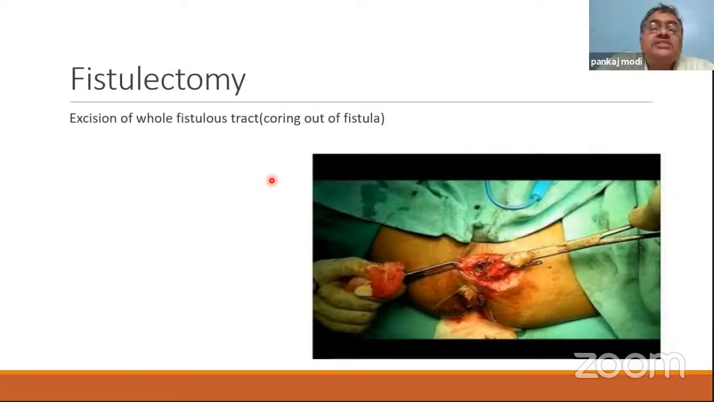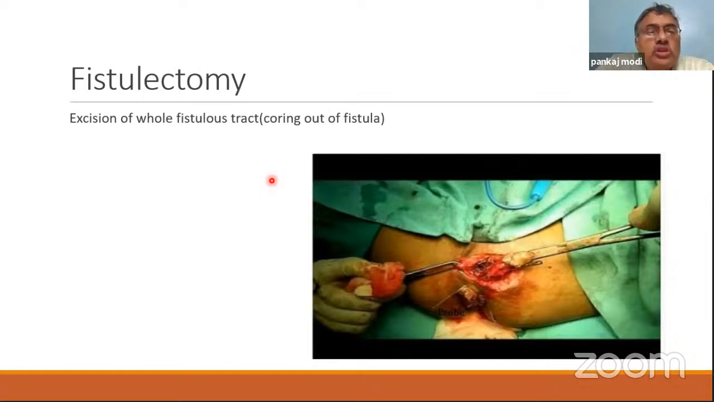So very good. One. Second, more chance of damage to the sphincter. Definitely, yes. It definitely increases the chances of sphincter injury. Any other disadvantage? More bleeding, because you are going through the normal areas. So sometimes fistulectomy gives a lot of bleeding, which is very, very less in case of fistulotomy. What is the advantage of fistulectomy? Less chances of recurrence. Less chances of recurrence.